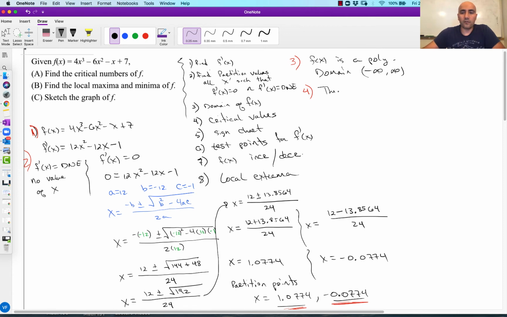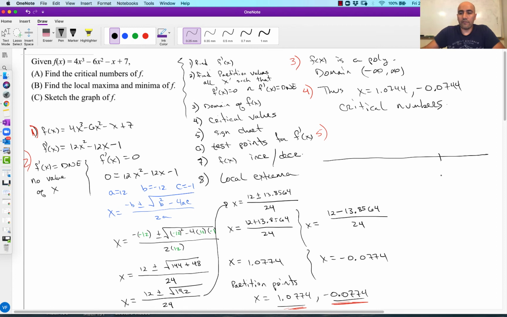Thus, x equal to 1.0744 and negative 0.0744 are both critical numbers. Okay, so we took care of 4. Number 5, now we create this sign chart. So number 5, we're going to think about a number line.